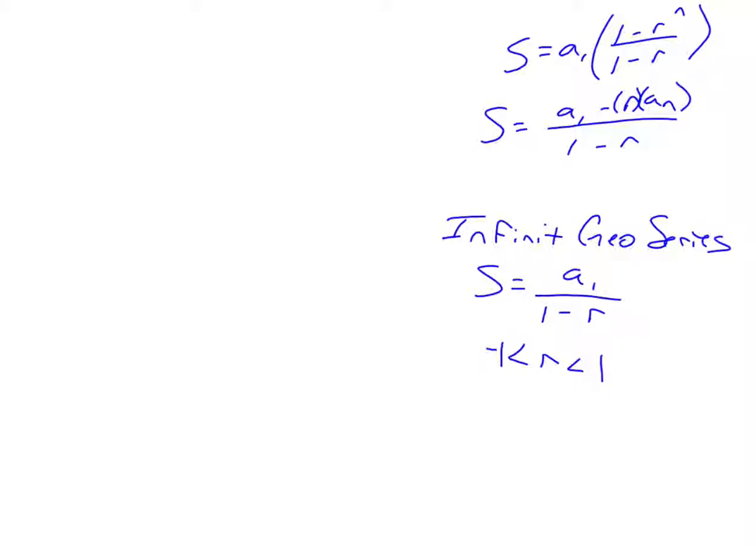What does that tell me r must be? Between negative 1 and 1. So r must be between negative 1 and 1. If r is not between negative 1 and 1, you cannot find the sum of an infinite geometric series. You can only find the sum if r is between negative 1 and 1.